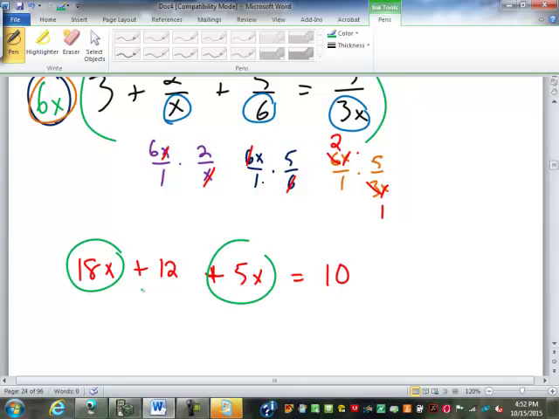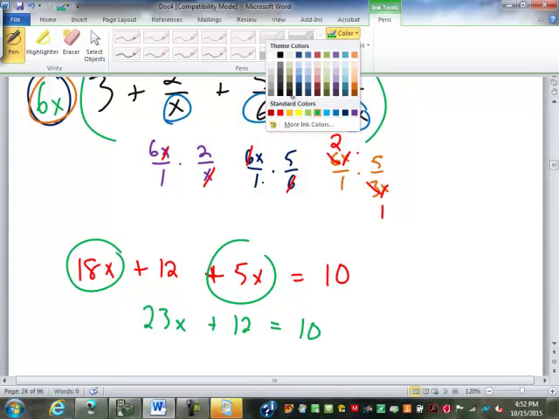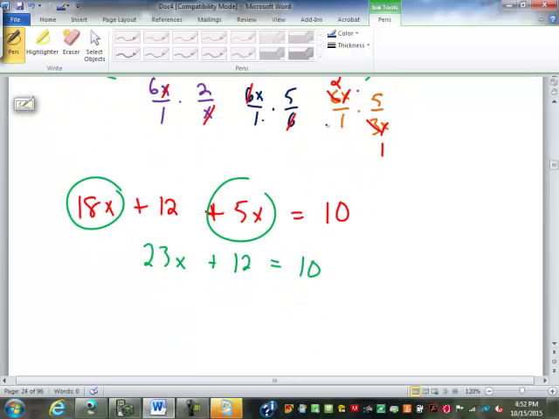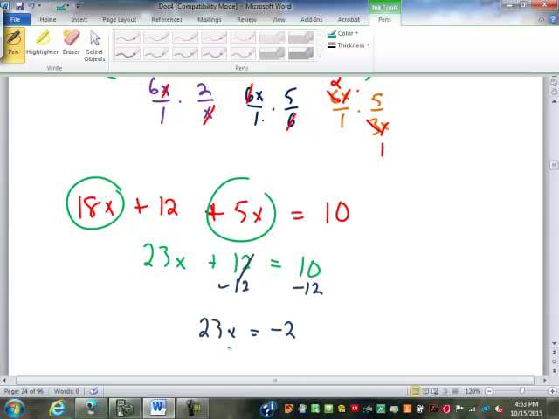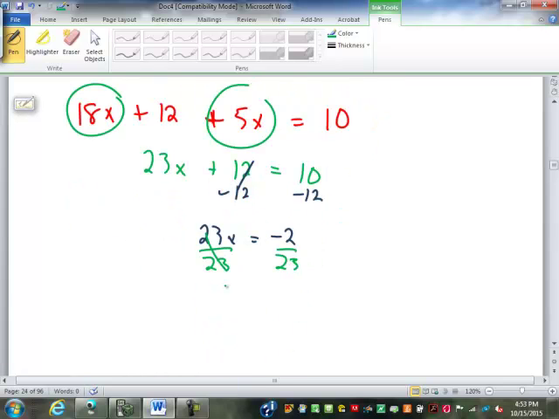You got 18x and 5x make 23x. Still have the plus 12, plus 10, and then subtract 12. 23x equals negative 2, and then we're going to divide by 23. Very good. So x equals, what's negative 2 divided by 23? It is negative 2 23rds.